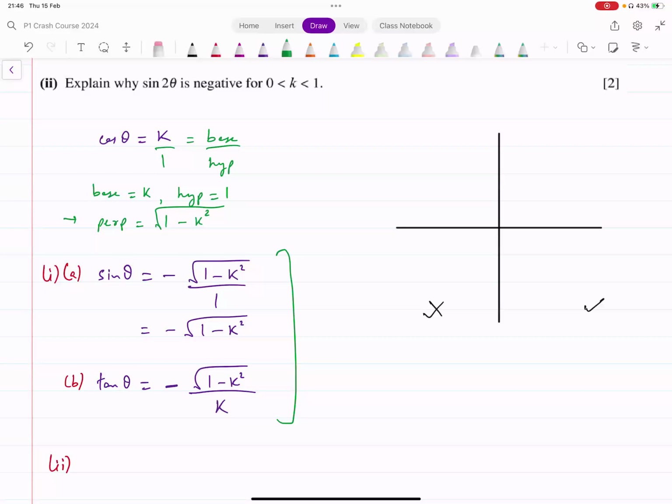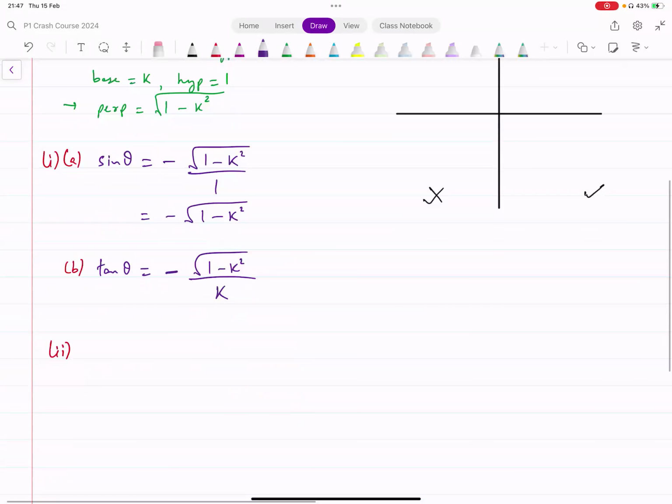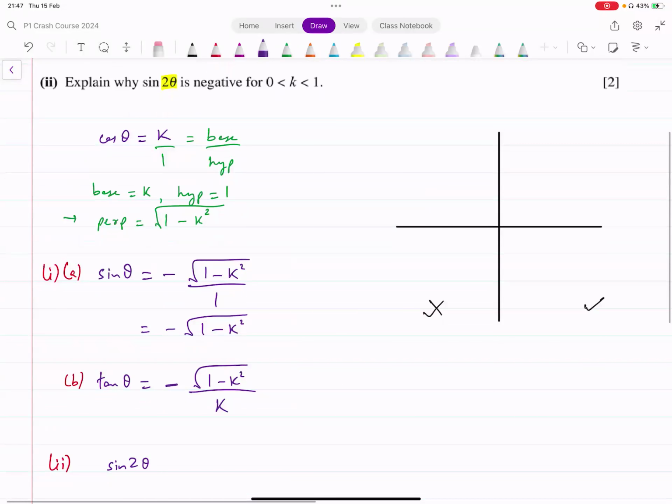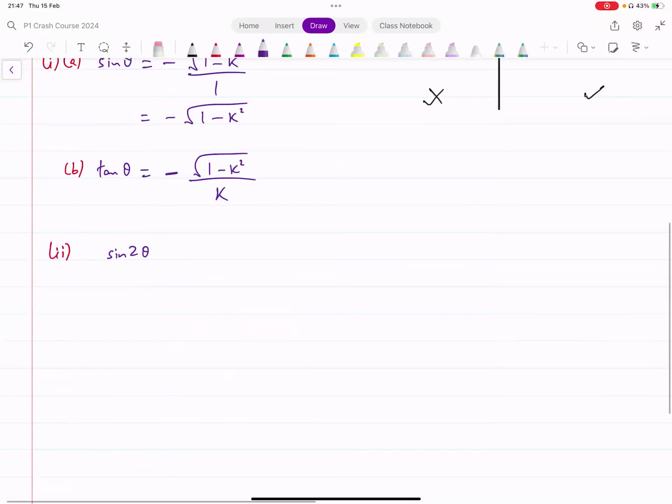Sir, as 2 theta, sir, because it's in the fourth quadrant and sine is negative in the fourth quadrant. Okay, sine is negative in the fourth quadrant. So that's why it's negative, but remember it's 2 theta and not theta. It's sine of 2 theta. We're not talking about theta. Theta is in the fourth quadrant. What about 2 theta?